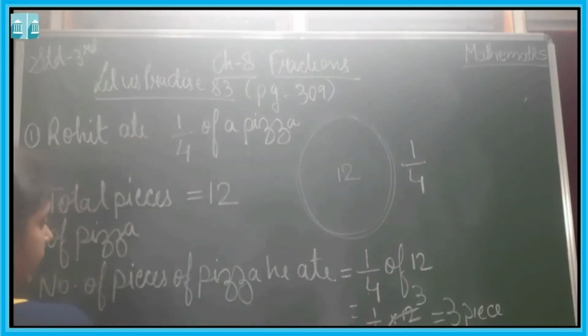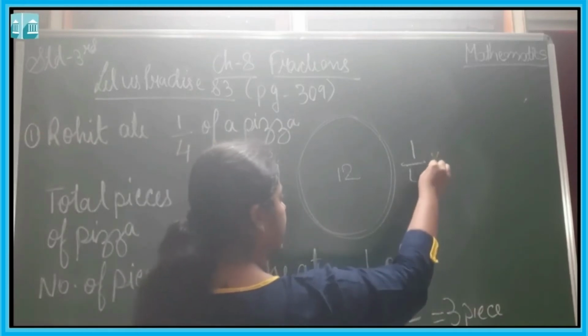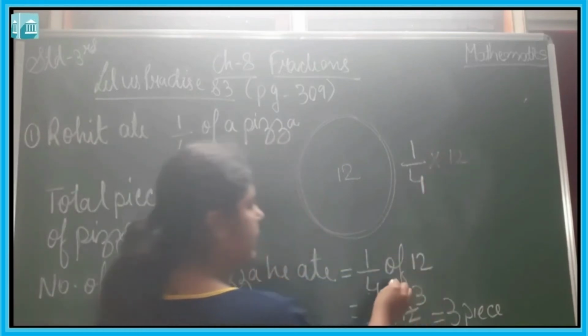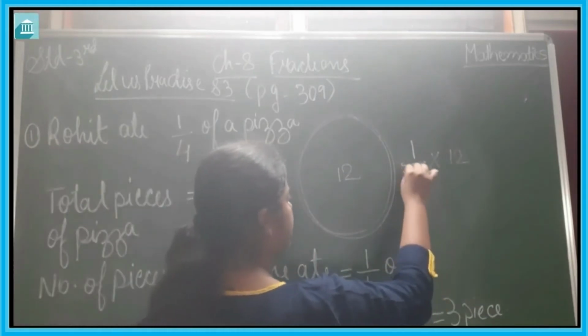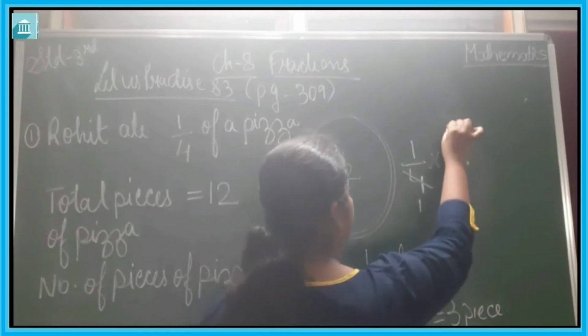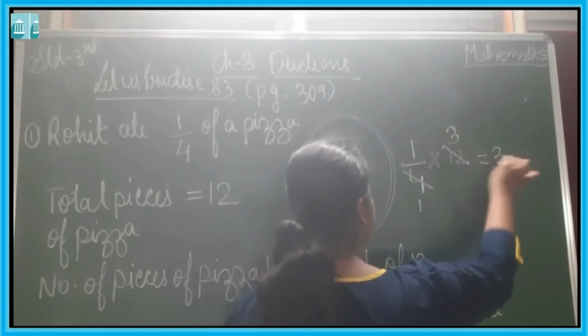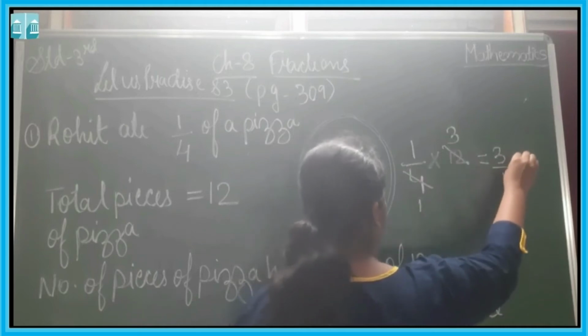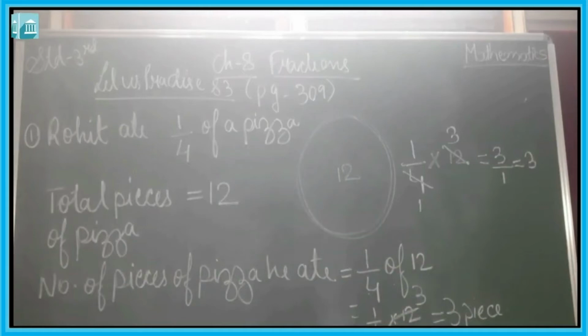1/4. आप यहाँ पे देख सकते हो 1/4 इंटू 12, of means multiply. ओके. सो 4 के टेबल में 12 कब जाता है? 4 1s are 4, 4 3s are 12. तो 1 3s are 3. 1/4 of 12 is equal to 3. So Rohit ate 3 pieces of pizza.